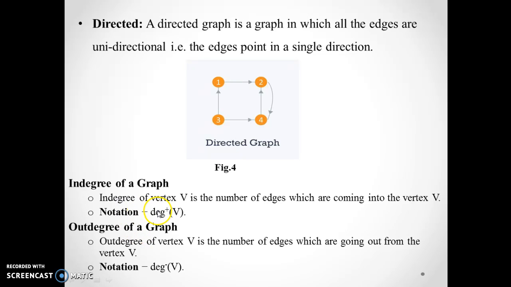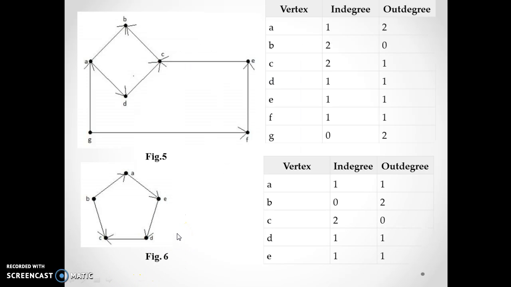So the notation is degree plus of V. Out degree of a graph. The out degree of a vertex V is the number of edges which are going out from the vertex V. The notation is degree of minus V. See here two examples which are giving the vertices set in degree and out degree.